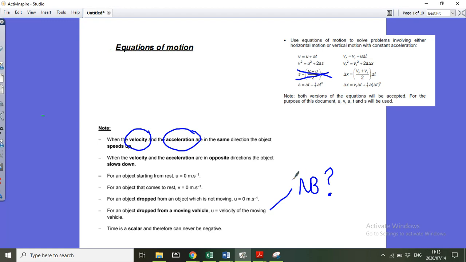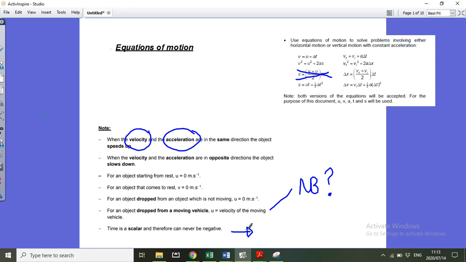Newton's first law is applied here because it will keep on moving with the velocity it's moving with unless a net force acts on it. So if it was moving with the car, it's going to keep on moving with the car until friction or gravity or something else works on it.